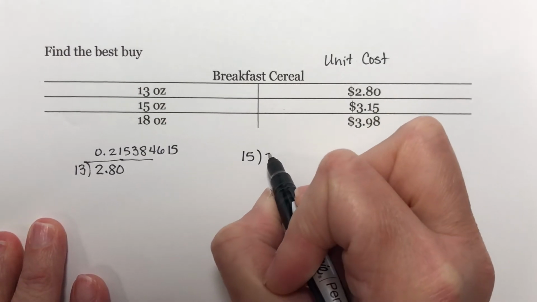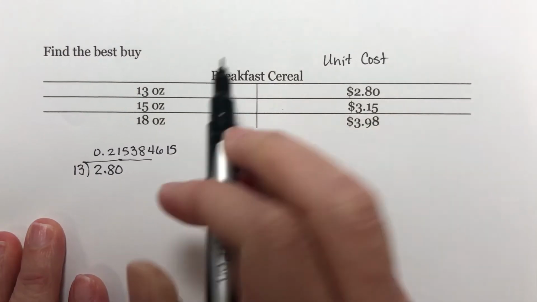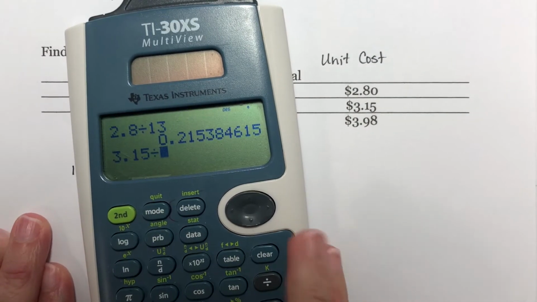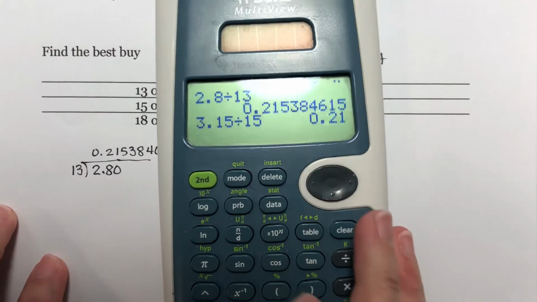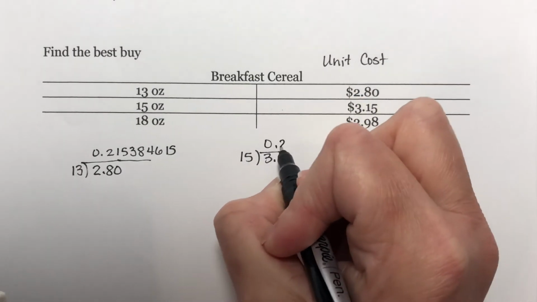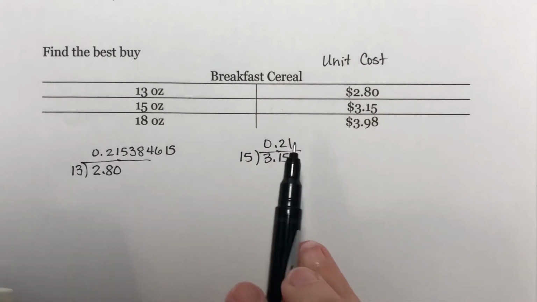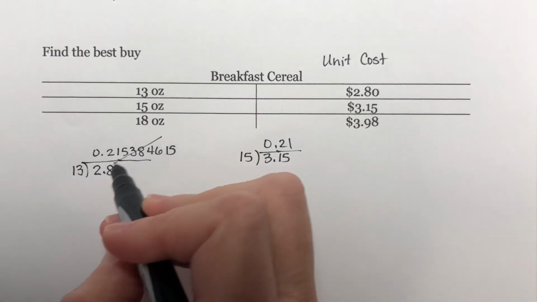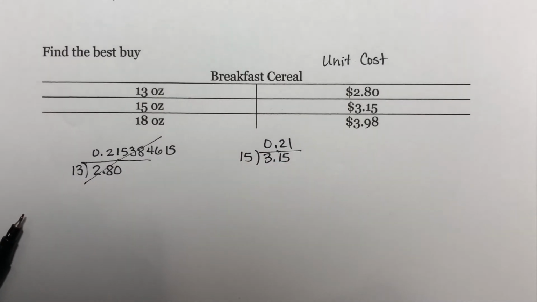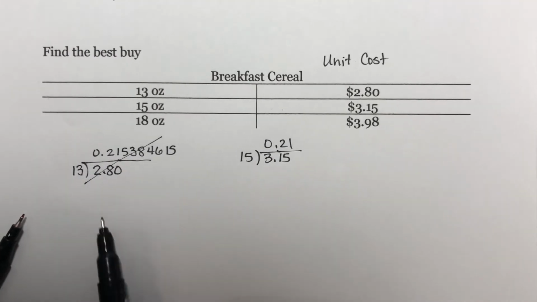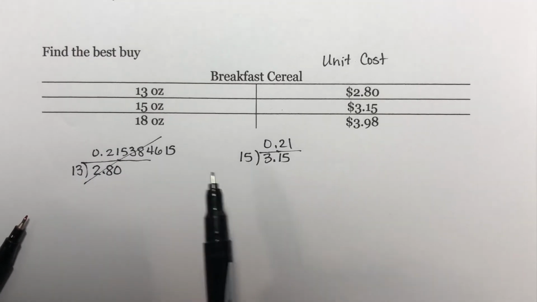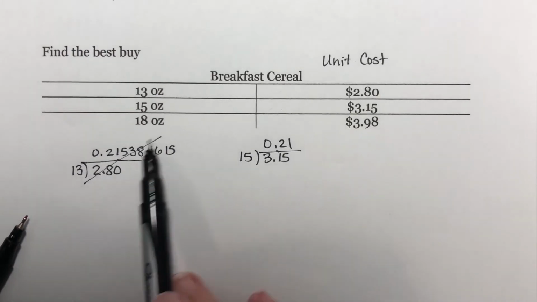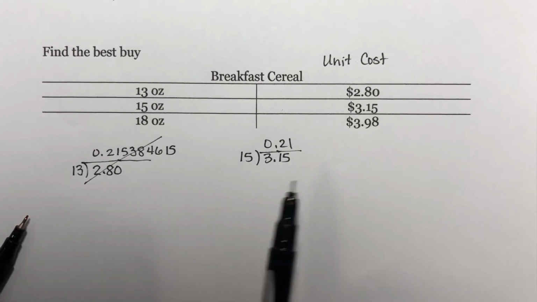Now let's check this one. 15 ounces at $3.15. 3.15 divided by 15 is 0.21. So on this option, I'm only paying 21 cents an ounce. Here I'm paying about 21.5 cents an ounce. I'm just going to put a simple mark through that because that's definitely not the best buy. Realistically, you don't want to mark it out so much that you can't see it. On a paper test, if I were grading, I would not want you to mark it out so that I couldn't see it. You just make a mark saying, that's not my answer, and then you go on.